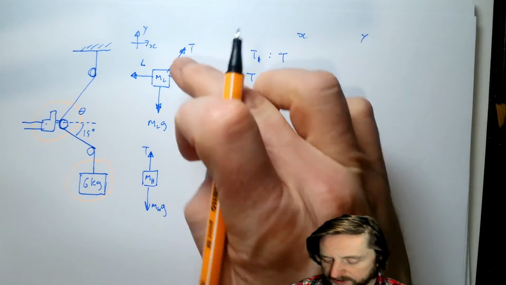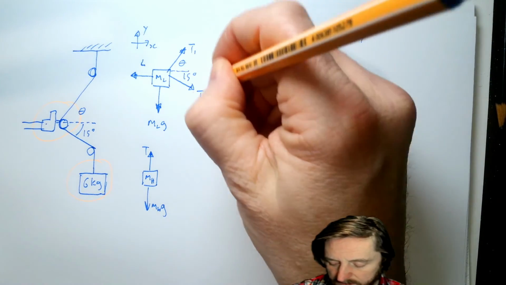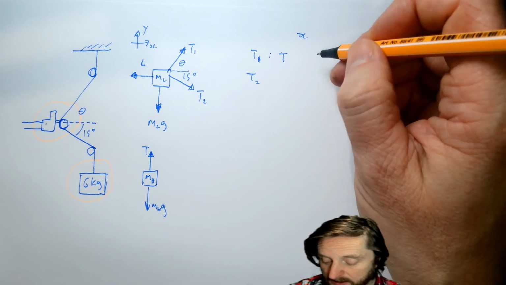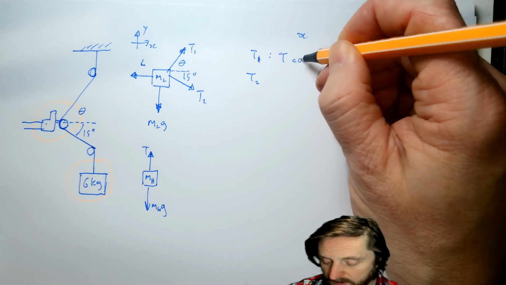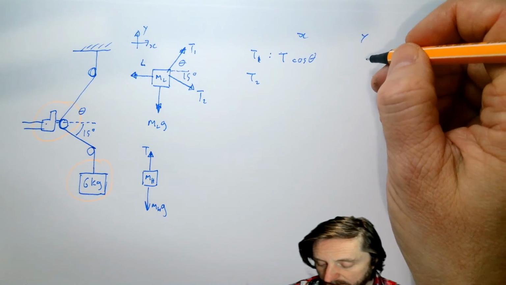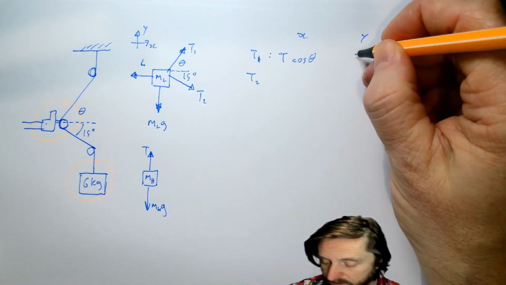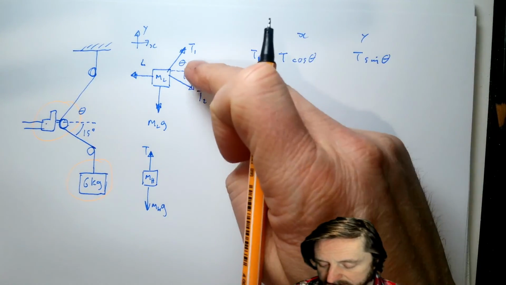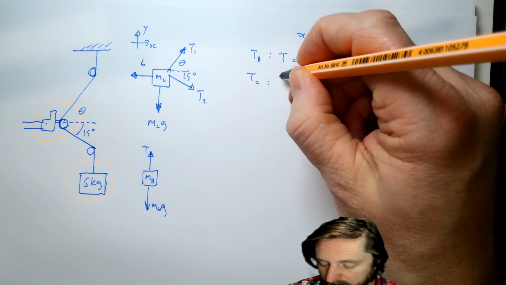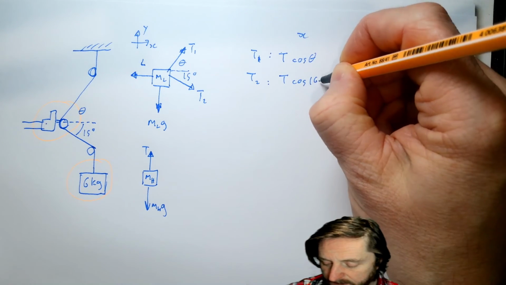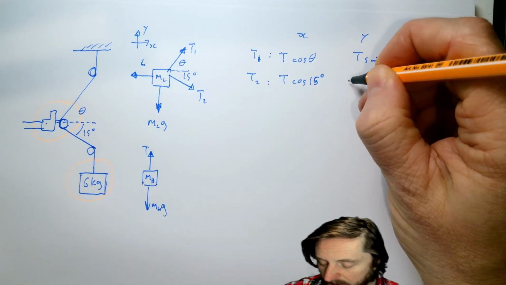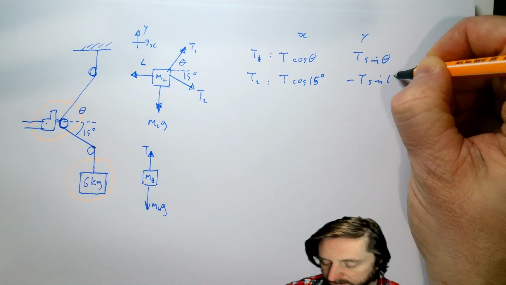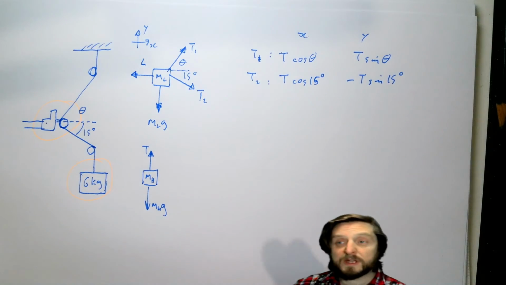So for T1 and T2, T1, which is this one, is going to be T in the X direction, cosine theta, and it's going to have a component in the vertical direction of T sine theta. And then T2 is going to be T cosine 15 degrees, and negative T sine 15 degrees, because you can see it points down below the x-axis.